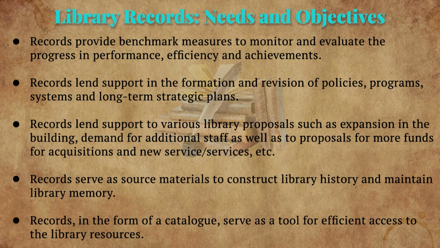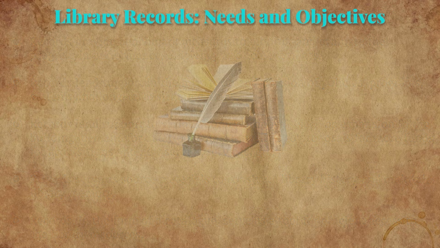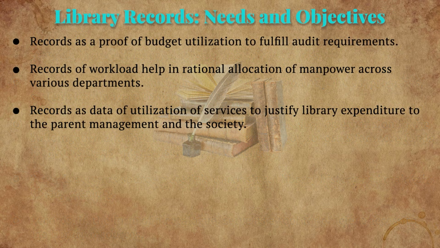Records in the form of a catalog serve as a tool for efficient access to the library resources. And as you know, cataloging is simply a library locating tool. There are no other issues in maintaining the catalog, nothing but locating the resources of a particular document in a particular position of a particular library. So records serve as proof of budget utilization to fulfill audit requirements.